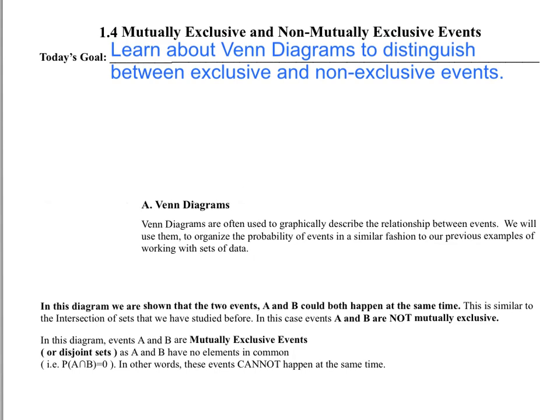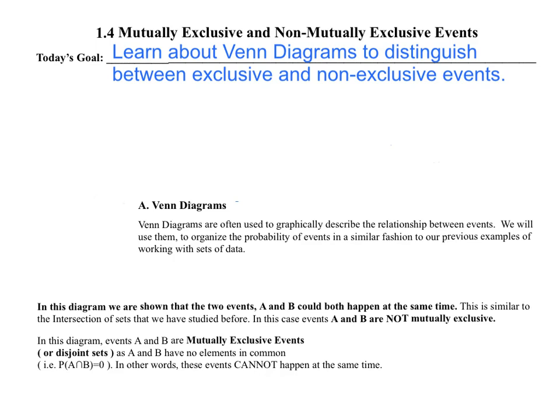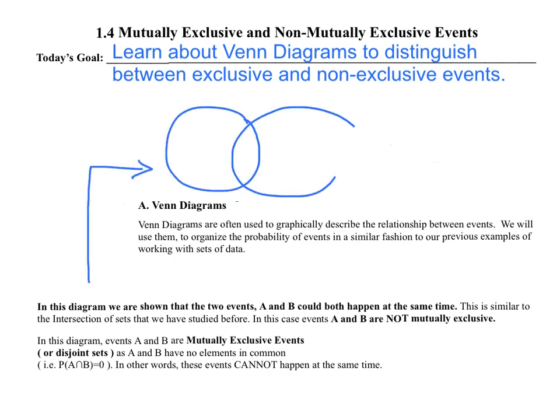So, what is a Venn diagram, Ms. Penna? Well, a Venn diagram is often used to graphically describe the relationship between events. We will use them to organize the probability of events in a similar fashion to our previous examples while working with sets of data. In the diagram that you see below, we are shown that two events, A and B, could both happen at the same time.